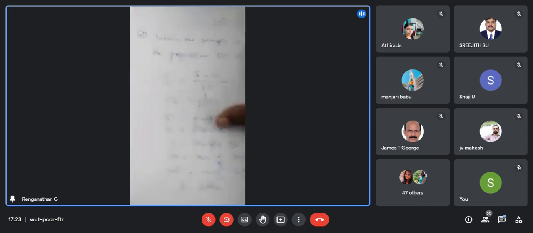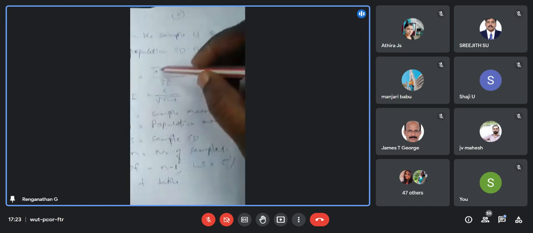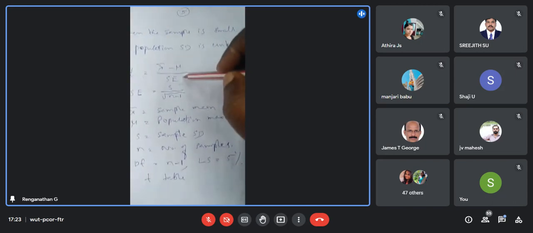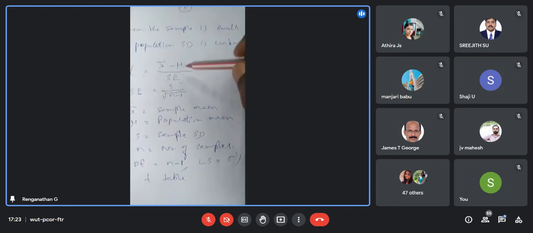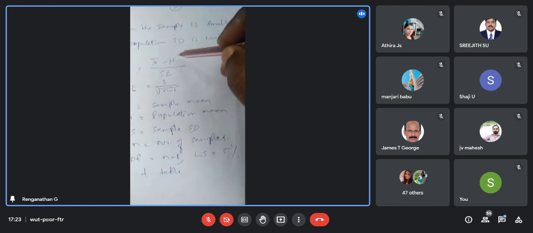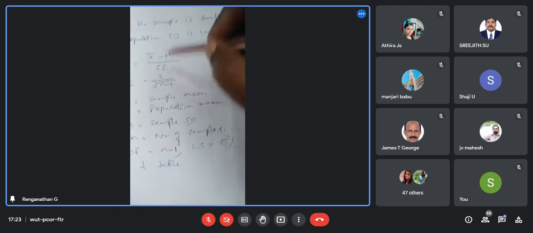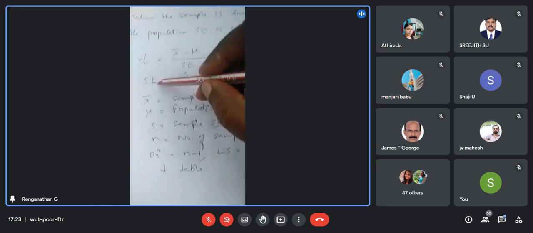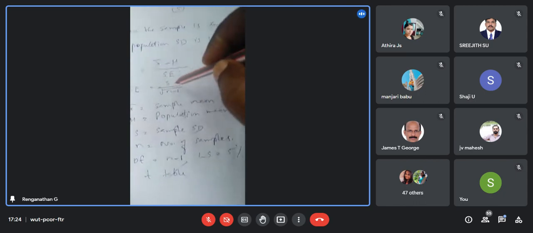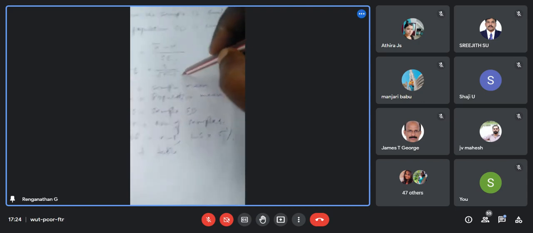Then the criteria regarding the t-test are given here. T is equal to X bar minus mu divided by standard error. This formula looks similar to the Z formula, X bar minus mu divided by standard error. But the calculation is different in the case of the standard error. The standard error under the t-test is calculated using the formula S divided by root n minus 1.